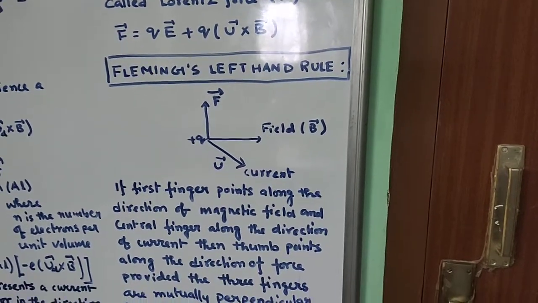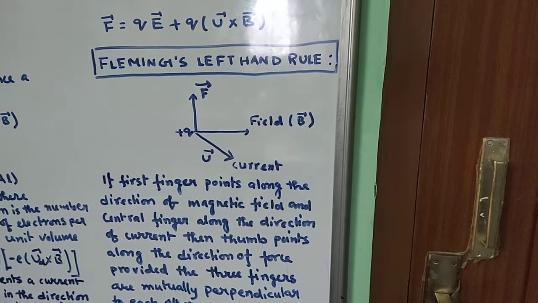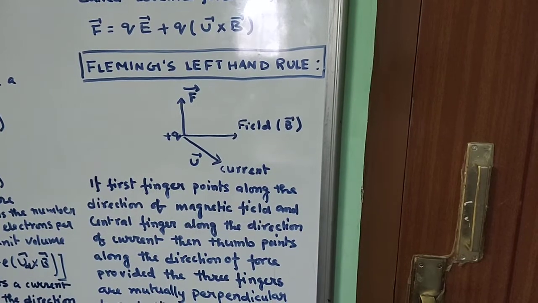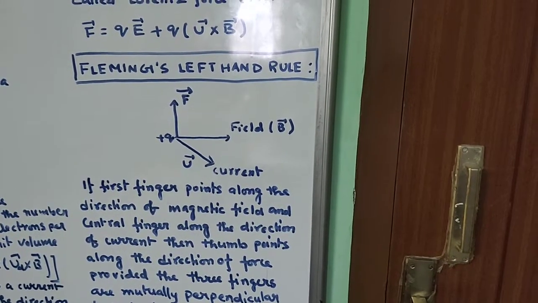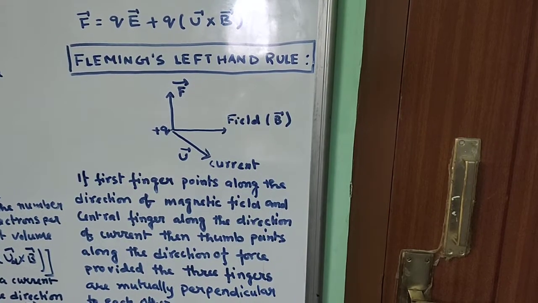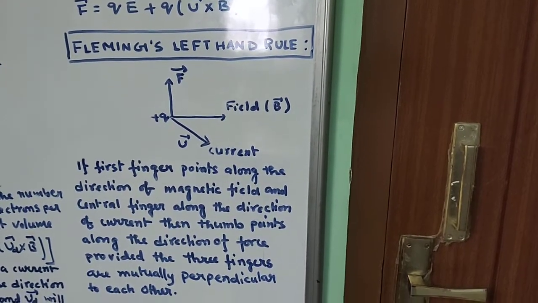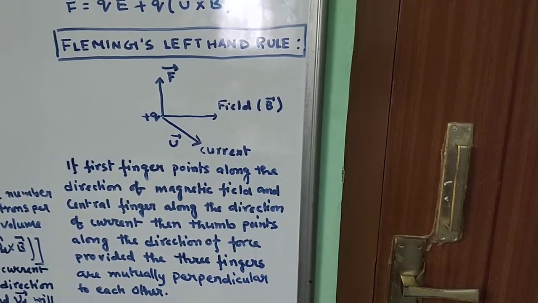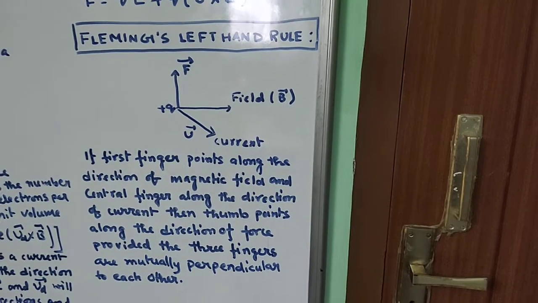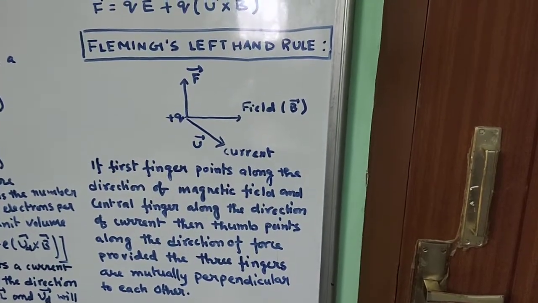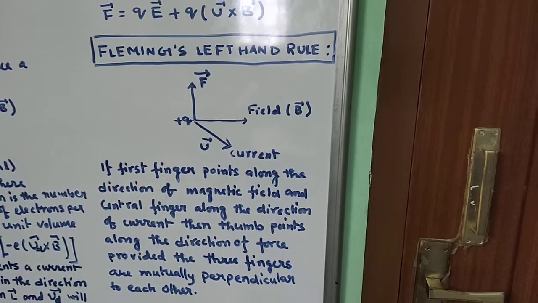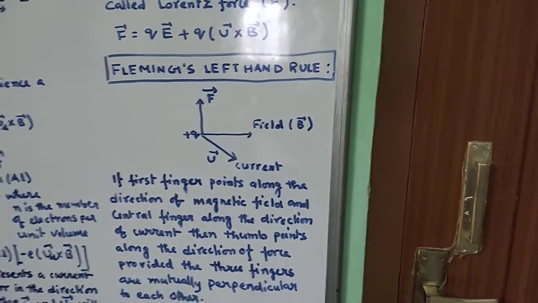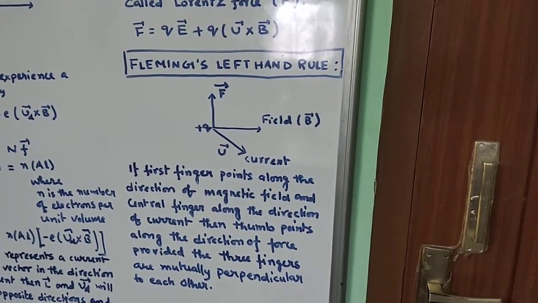So let me read out what we have written. If the first finger points along the direction of the magnetic field and the central finger along the direction of current, then the thumb points along the direction of force, provided the three fingers are mutually perpendicular to each other. So this is Fleming's left hand rule, and we are going to use this rule later on to define the direction of the force.